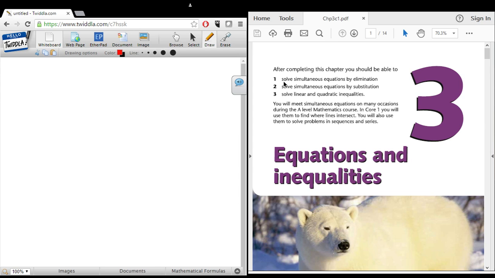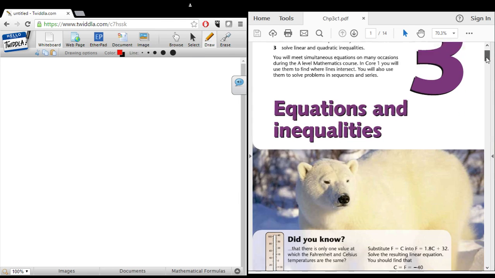So the objectives here are to solve simultaneous equations by elimination and by substitution, and the final thing is to solve linear and quadratic inequalities. Let's go straight into it.